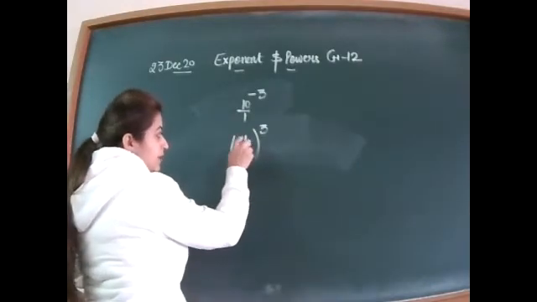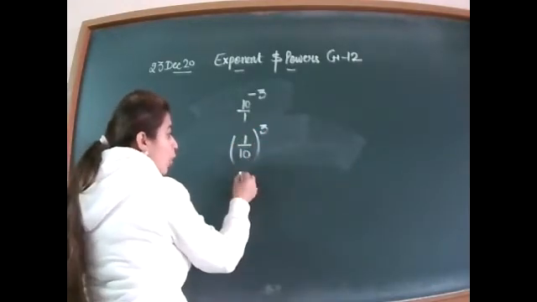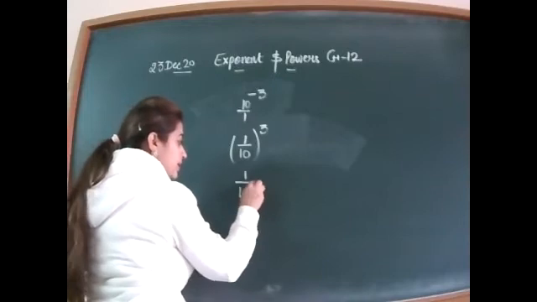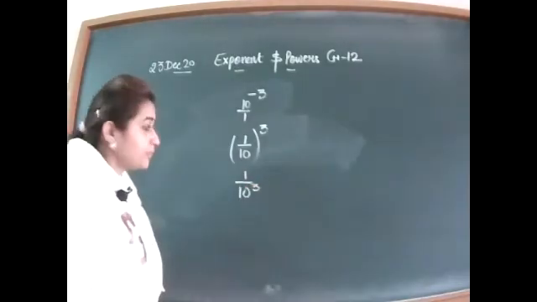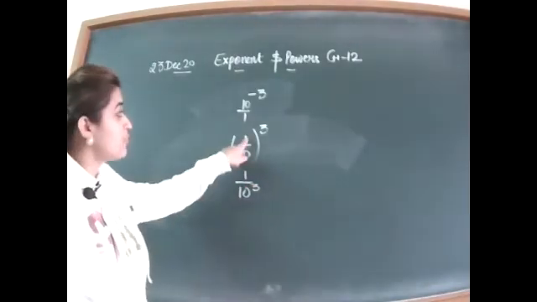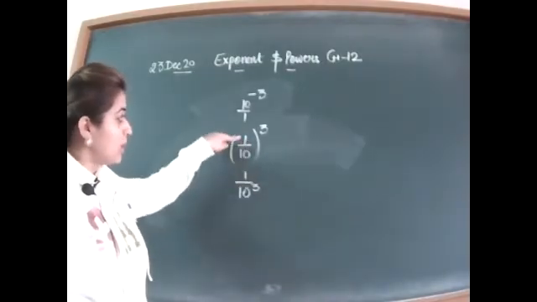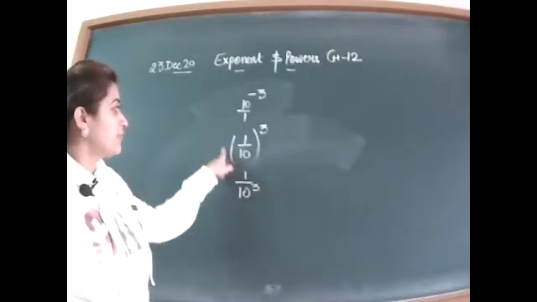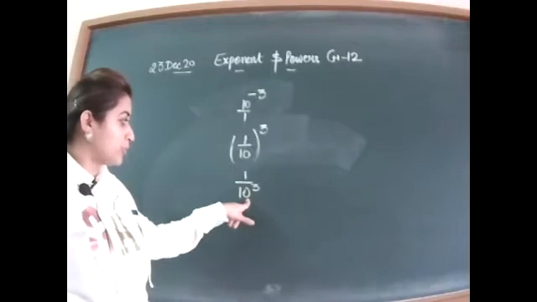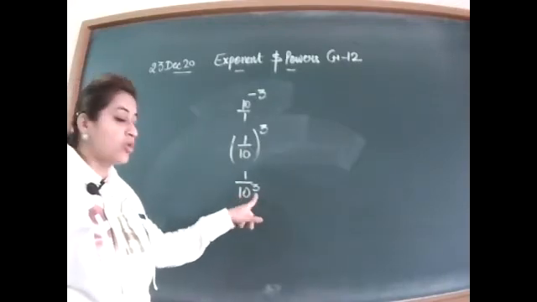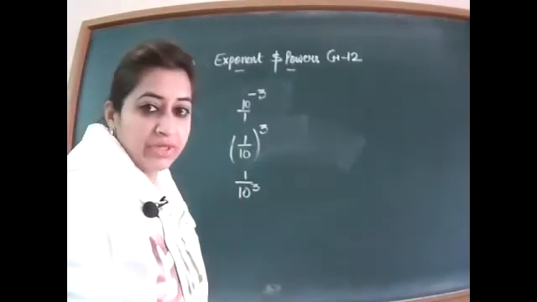This can be written in the form of 1 by 10 whole cube, or you can say 1 upon 10 raised to power 3. Both are same because if you make the cube of 1, you will get 1. So both are the ways to write. If you want to write whole cube or you want to write the 10 cube in the denominator, you can write. Both are correct ways.